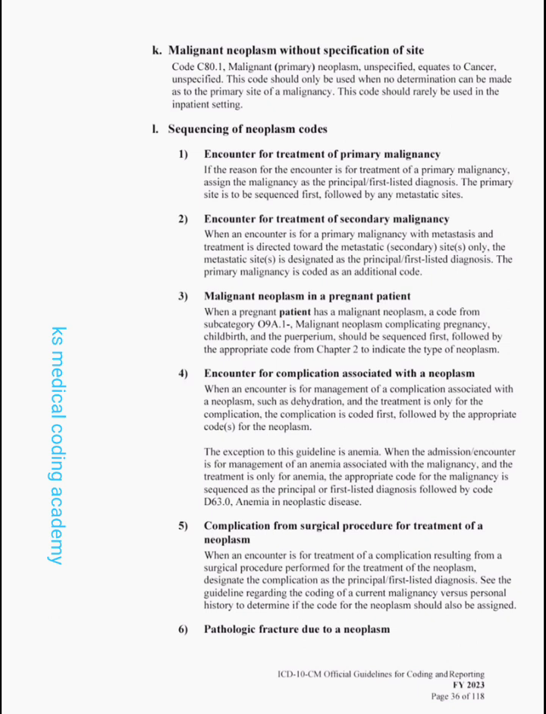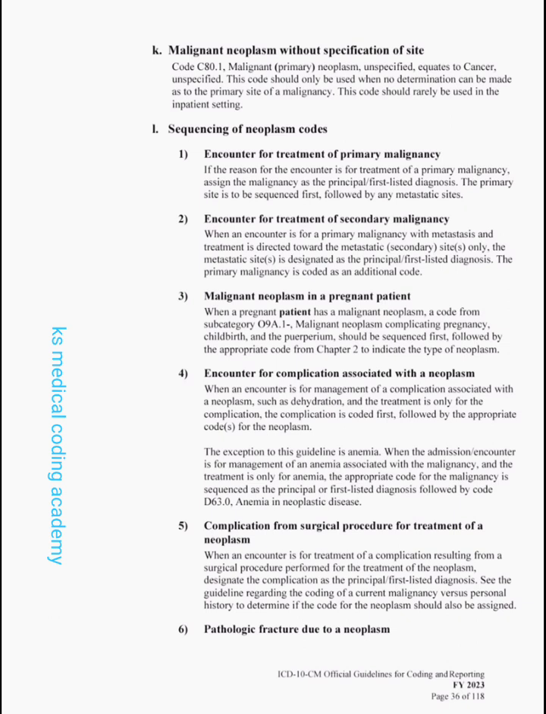4. Encounter for complication associated with a neoplasm. When an encounter is for management of a complication associated with a neoplasm, such as dehydration, and the treatment is only for the complication, the complication is coded first, followed by the appropriate codes for the neoplasm. The exception to this guideline is anemia. When the encounter is for management of an anemia associated with the malignancy, and the treatment is only for anemia, the appropriate code for the malignancy is sequenced as the principal or first listed diagnosis followed by code D63.0, anemia in neoplastic disease.